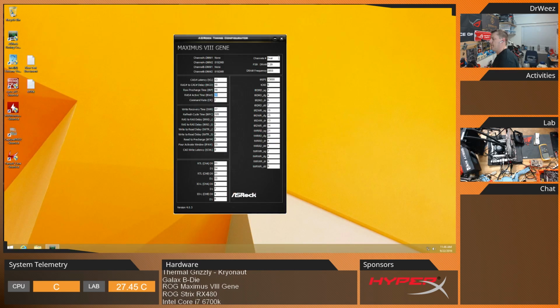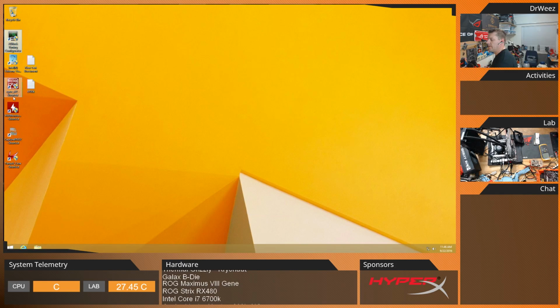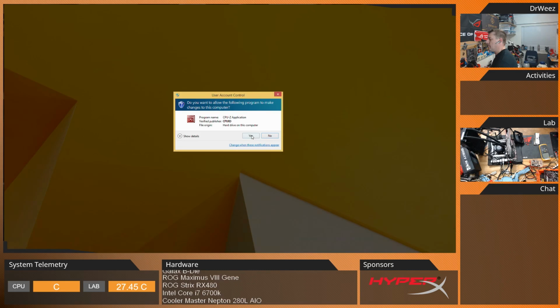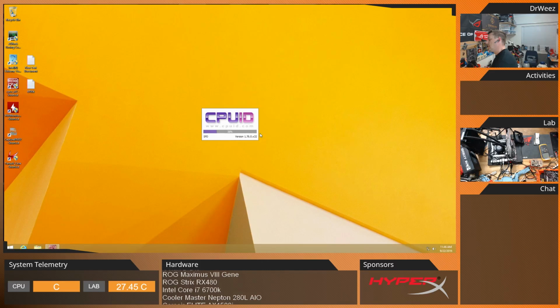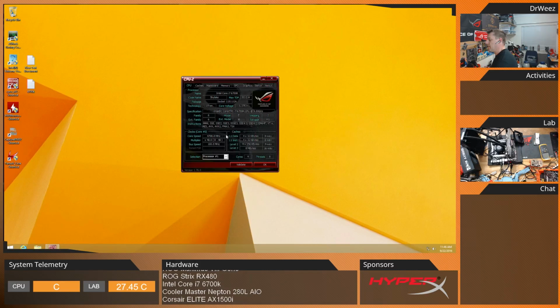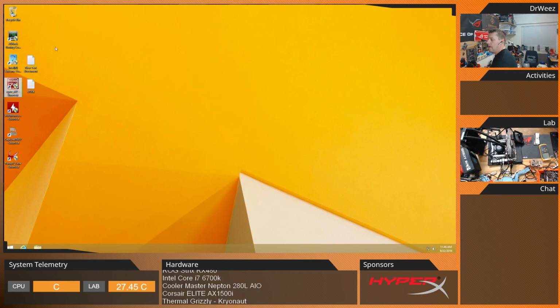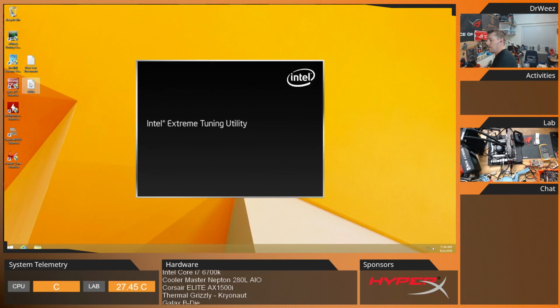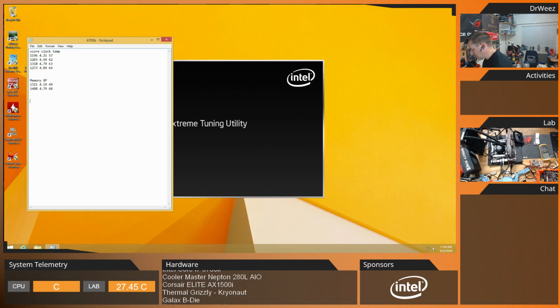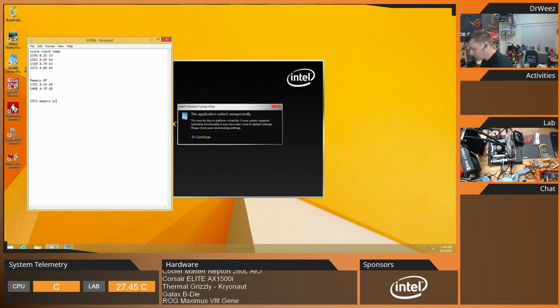Right, so we've set the profile 3866, and we've set a 48 multiplier. We'll get a score, and then I'll show you exactly what I'm talking about. Right, so the memory is just at 1933, and let's just get a score there quickly with the 1933 memory profile.